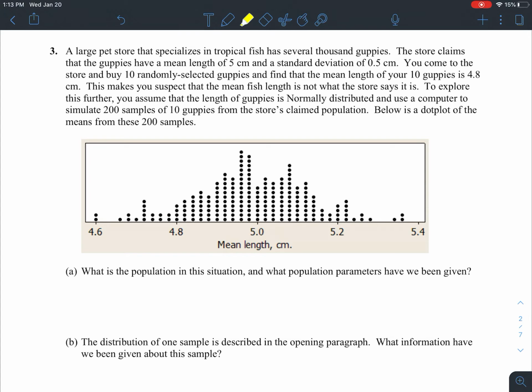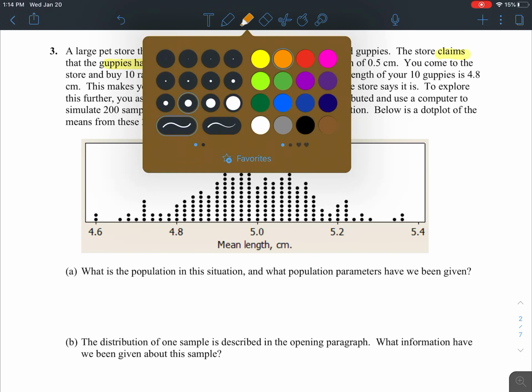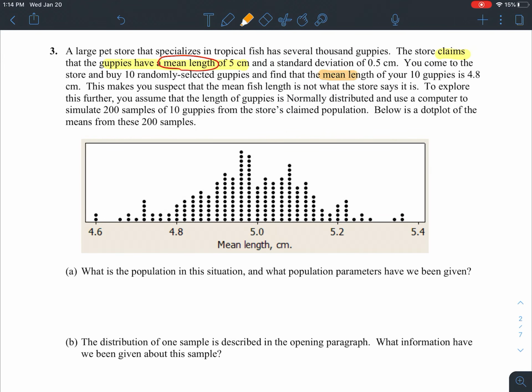It says a large pet store that specializes in tropical fish has several thousand guppies. The store is claiming that the guppies have an average length of 5 centimeters. Now keep in mind that's talking about an average length here. Okay, standard deviation 0.5 centimeters. It says you come to the store and you buy 10 randomly selected guppies, and this is your sample. You find that the average length of your 10 guppies is 4.8 centimeters.